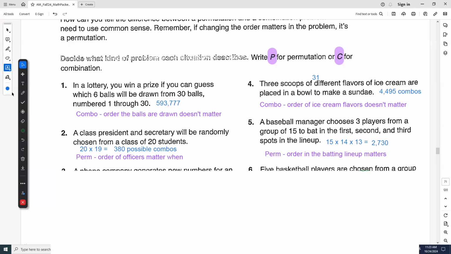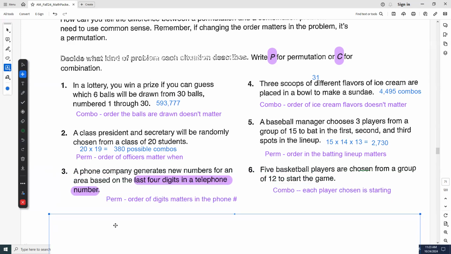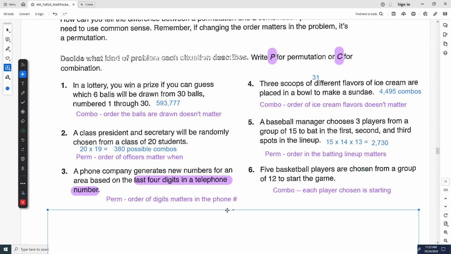All right, let's see. Let's try and squeeze in these last two at the bottom and see how they go. So number 3 and number 6. So one is a permutation here. And then we have a combination for number 6. So just multiplying here. And then, so let's see, generates new numbers for an area based on the last 4 digits in a telephone number. So I guess you would call, right, each of the digits, there's 9, right? Possible digits, 10. Oh yeah, because 0. Yeah, thank you.